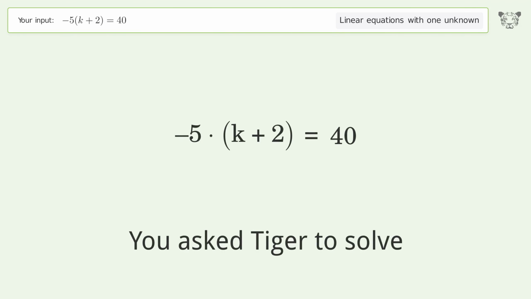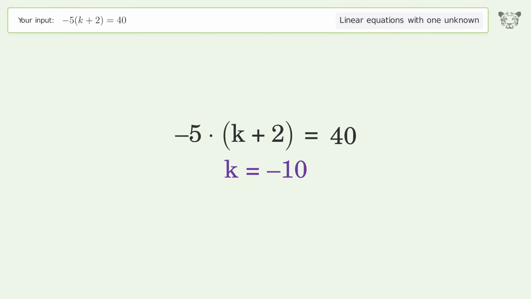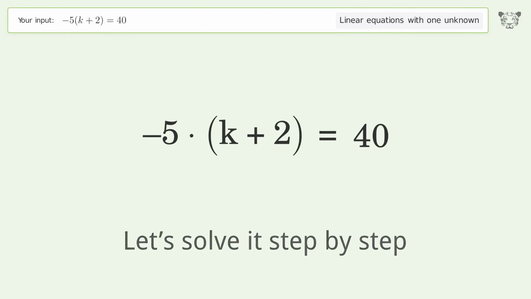You ask Tiger to solve. This deals with linear equations with one unknown. The final result is k equals -10. Let's solve it step by step.